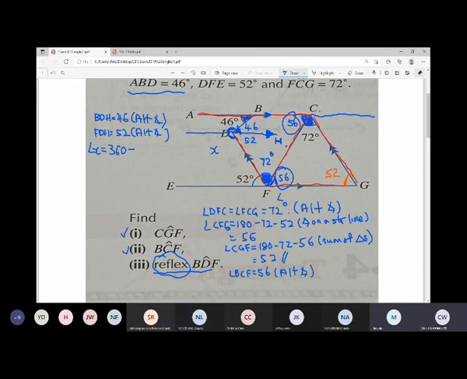360 minus 46. Continue, Christine, is it? 360 minus 46 minus 52. What is the reason? Because that one is the angle at a point. Can you give me the answer, please? Angle X. Somebody give me the answer, please. 360 minus 46 minus 52.